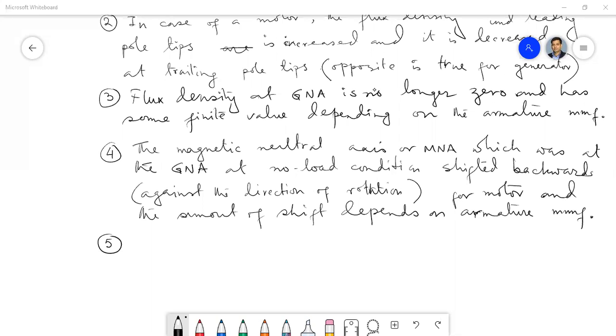Now we'll go for the practical problems, the practical difficulties incorporated due to this armature reaction. After that we'll discuss how we can avoid the armature reaction, or at least minimize the problem caused by it. That will come later. This observation is very important. If you don't understand these observations, then you can't understand the actual problem which is caused.